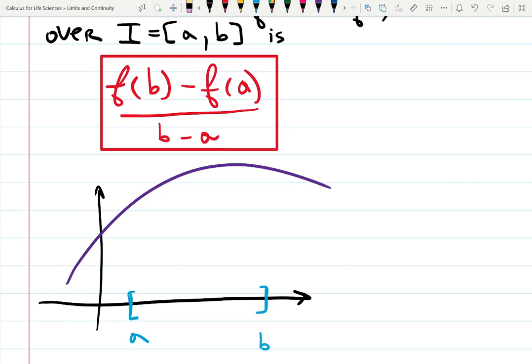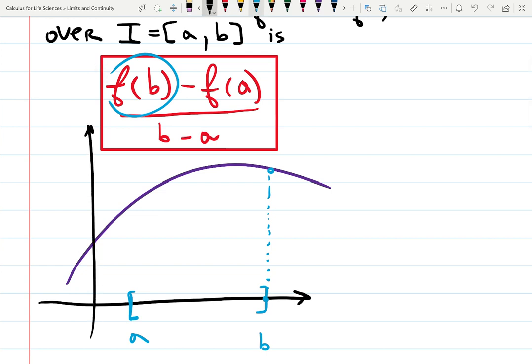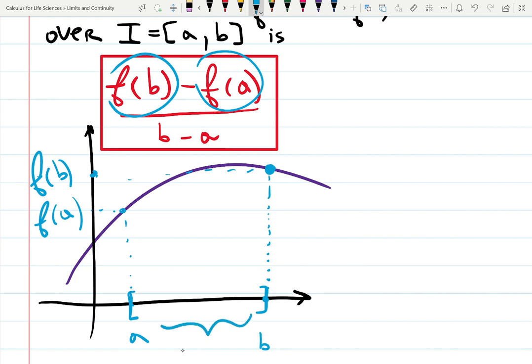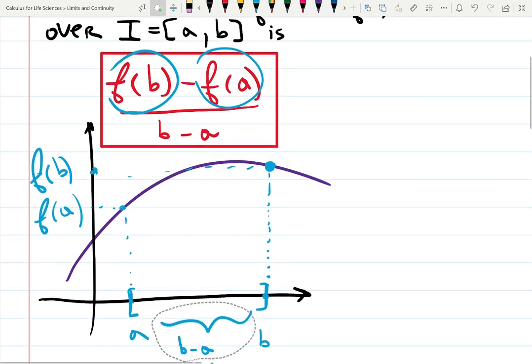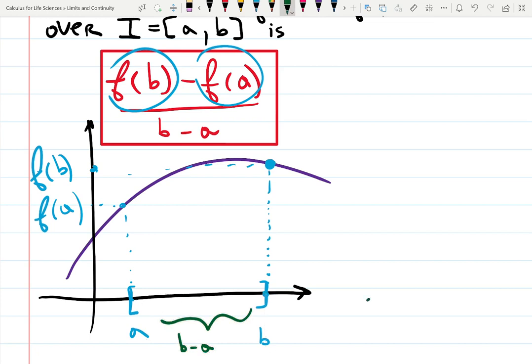So if the formula says take f of b, that means I need to find the height of the endpoint, right endpoint, right? So like so. That is my f of b over here. And I'm putting this point on the graph. Then it says take f of a. Here it is. F of a. Find the difference. And then divide by the length of the interval. That is b minus a. So let me put it in green, b minus a.